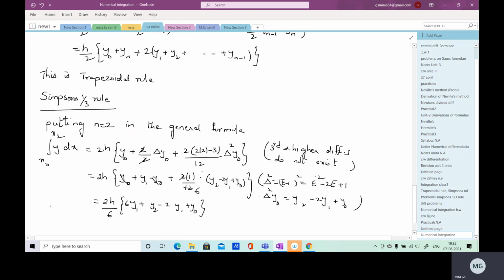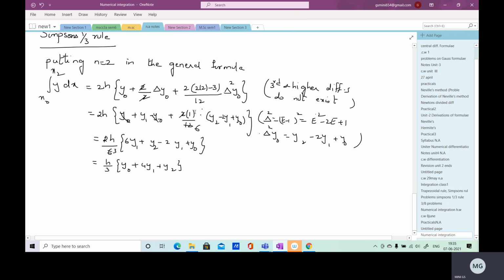When you simplify, what happens? This is h by 3 into, first I will write the smallest one, y0, then 6y1 minus 2y1 becomes 4 times y1, plus y2. So here I will write, you can use Simpson's 1 by 3 rule only if n is even.